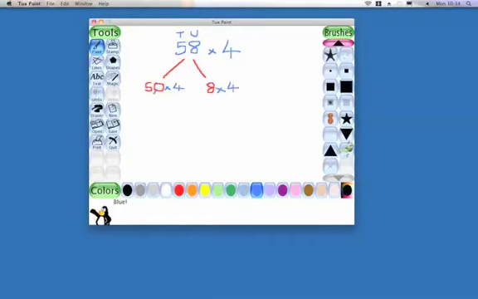So 50 times 4 is 200. And 8 times 4, well, 8 times 4 means double 8 and double it again. So 8 doubled is 16, double it again is 32. And then we can add those two together. And there's our answer. So 58 times 4 is 232.